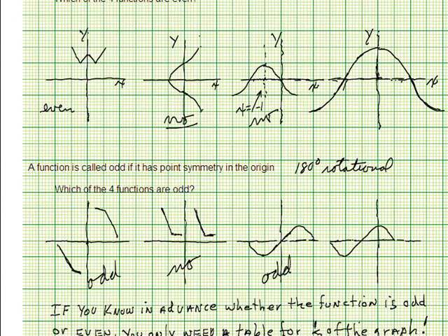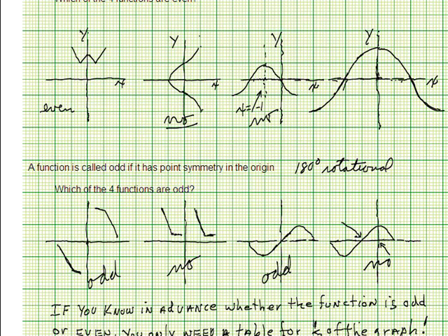Now the last figure is exactly the same figure as the third figure, but it's been moved a little bit. It does have point symmetry, but the point about which it's symmetric is this point. Now I want to emphasize that in order to be an odd function, the point symmetry has to be in the origin, not in some other point.